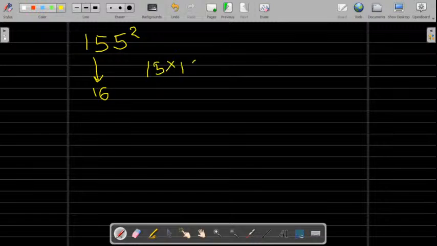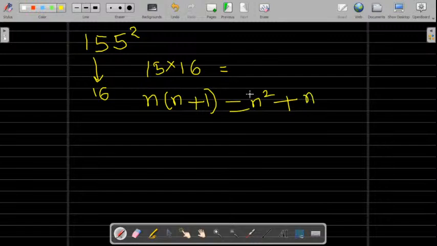15 into 16, how much will you get? It is similar to n into n plus 1. So that is equivalent to what? N square plus n. So in our case, it is 15 into 16, right? So 15 square plus 15. 15 square you know, 225 plus 15, how much?